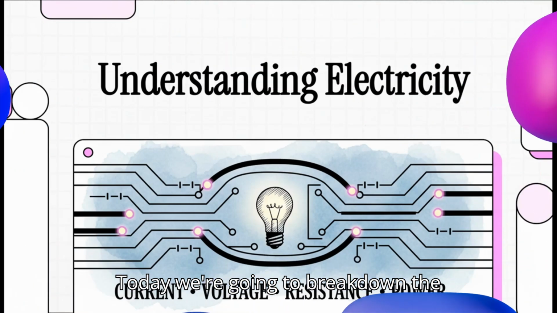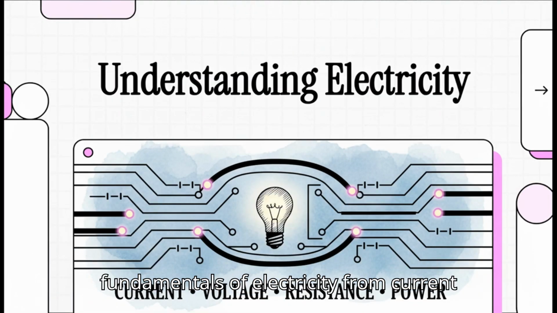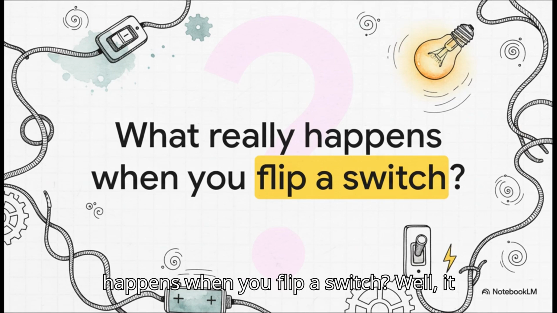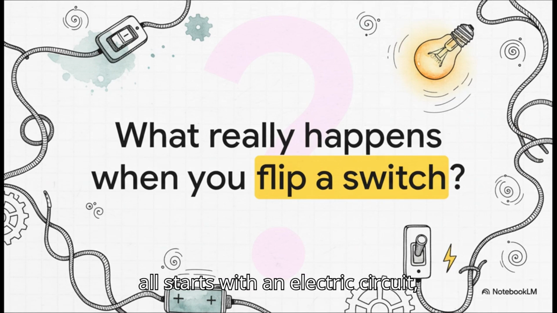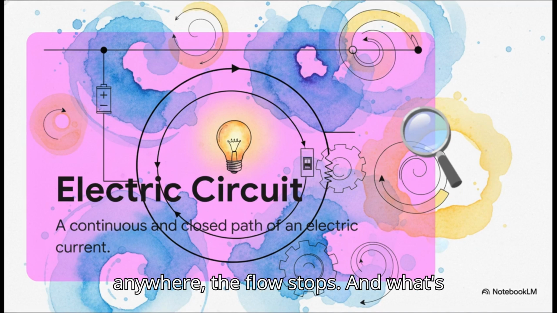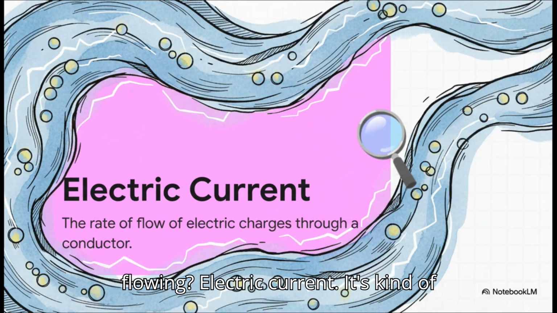Today, we're going to break down the fundamentals of electricity, from current all the way to power. So, what really happens when you flip a switch? Well, it all starts with an electric circuit. Right. You can think of it as a closed loop. If that loop breaks anywhere, the flow stops. And what's flowing? Electric current.